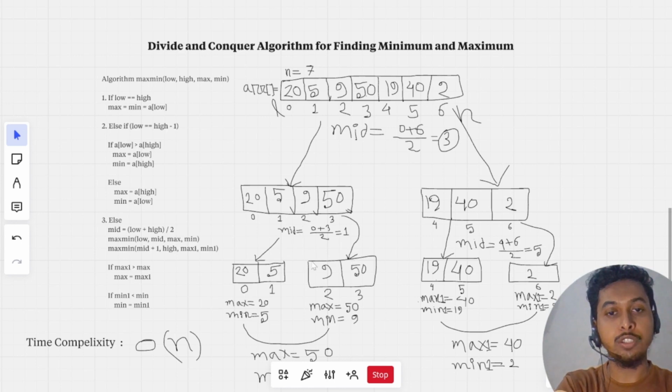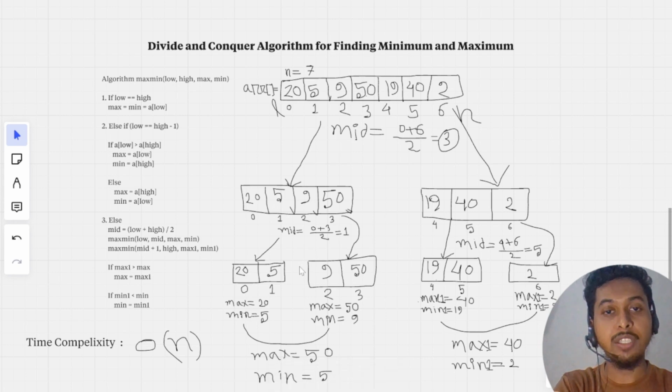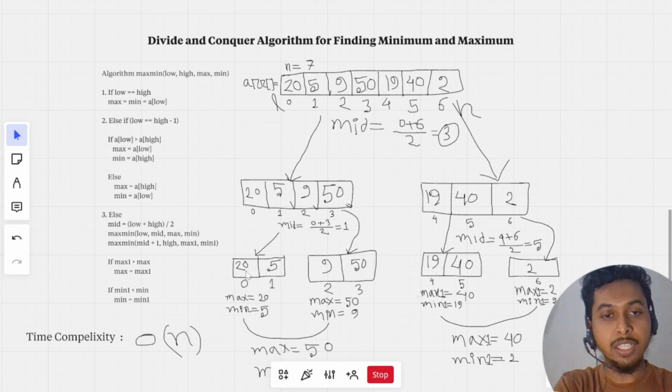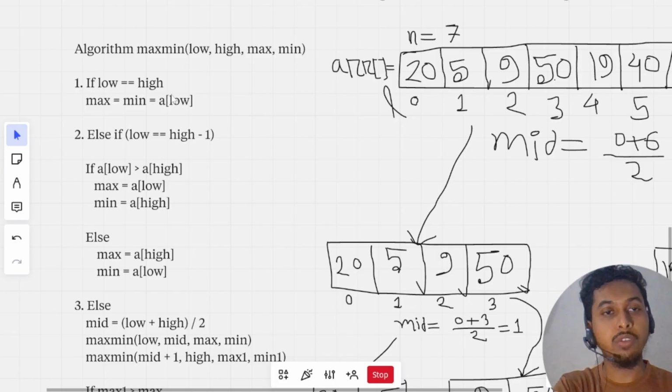Whenever we get only two elements in an array, we cannot divide it further; there is a minimum or maximum value. One element also cannot be divided into two parts. If low equals high, that means the array has just one element. So max and min equal to low.